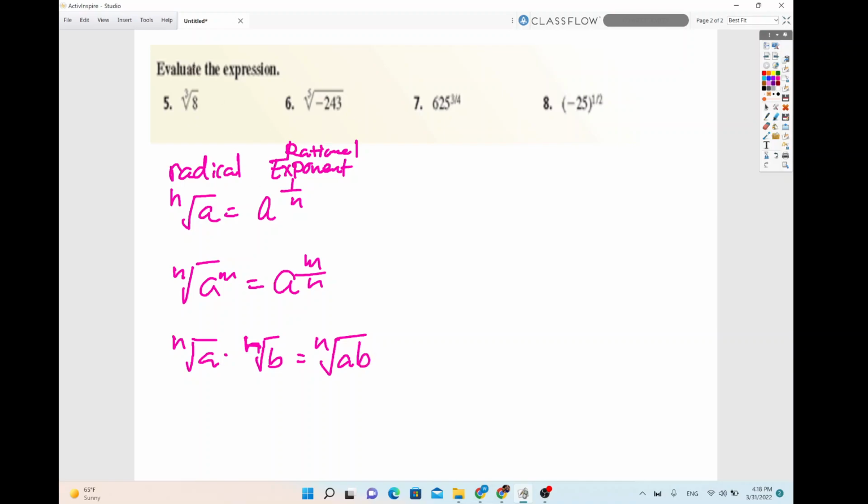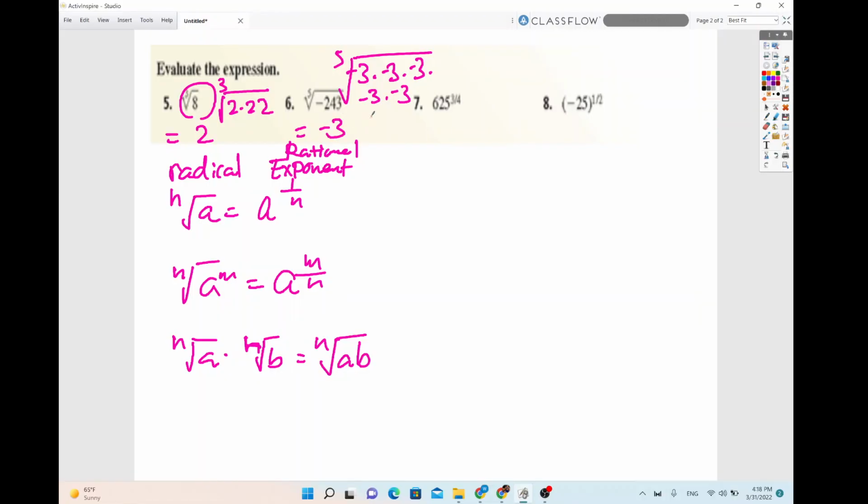Let's find out about the first one. Cube root of 8: if you break it apart, it's 2 times 2 times 2. So the cube root of 2 times 2 times 2 is just 2. It's a perfect cube. Then the fifth root of negative 243, similar. That would be negative 3 times negative 3 times negative 3 times negative 3 times negative 3, so that would be negative 3.